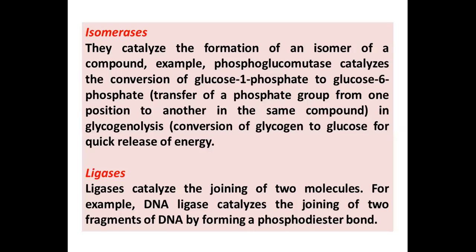Then one more comes, that is isomerase. Isomerase catalyzes the formation of an isomer of a compound, for example moving a phosphate group from one position to another in the same compound. In glycogenolysis, there is the conversion of glycogen to glucose for quick release of energy. So this is an isomer form. Isomerase facilitates the formation of an isomer of a compound.